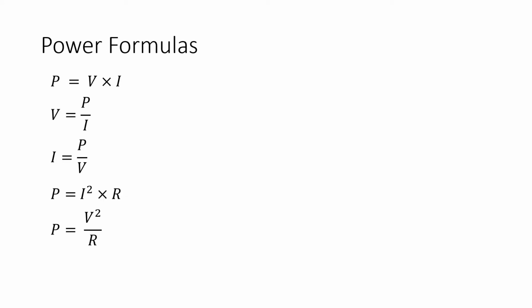So the formulas that you will need to know to calculate power and or voltage and current are P equals V times I, V equals P over I, I equals P over V, P equals I squared times R, and P equals V squared divided by R.